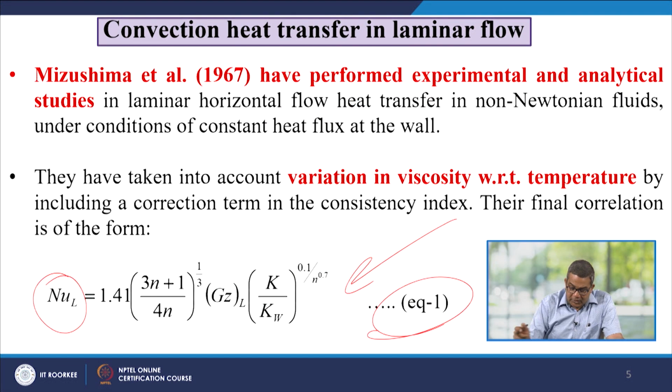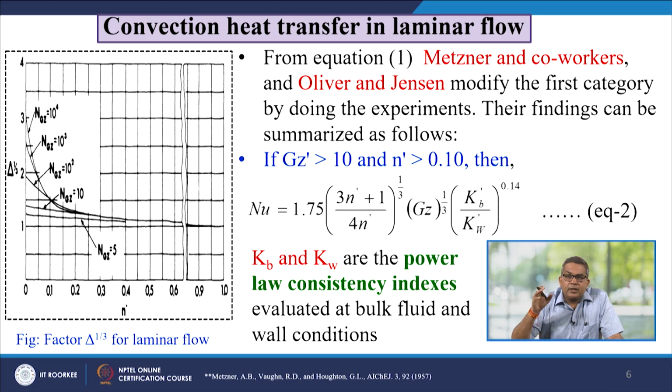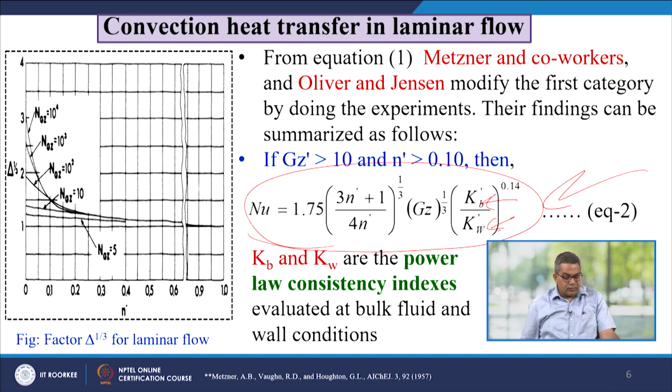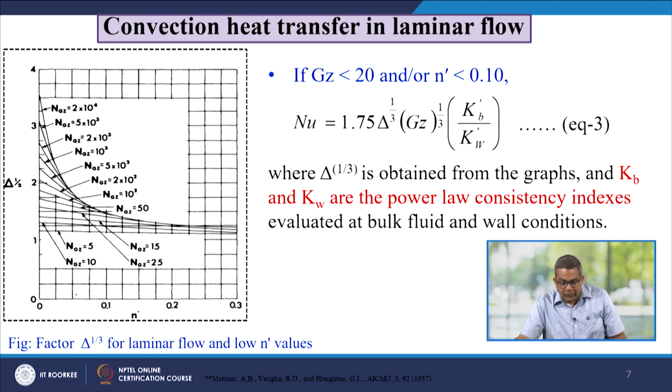From this particular equation, some co-workers modified the first category by doing their experiments, and in their findings they summarized that if the Graetz number is greater than 10 and eta is greater than 0.1, then the equation can be modified to this one. This is represented as equation number 2, where Kb and Kw are the power law consistency indexes evaluated at bulk fluid and wall conditions, and this is well represented in this particular figure.